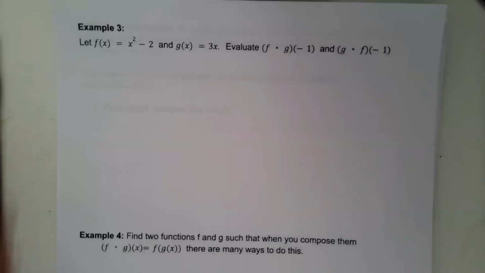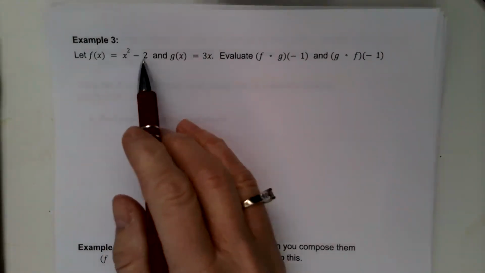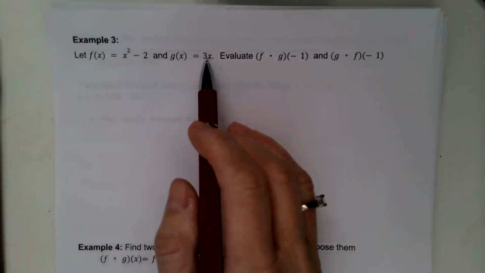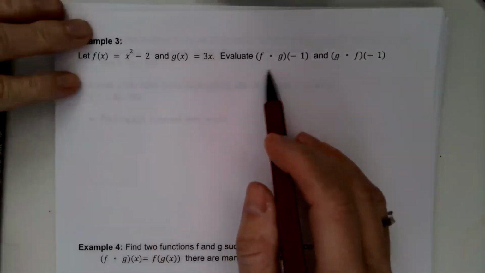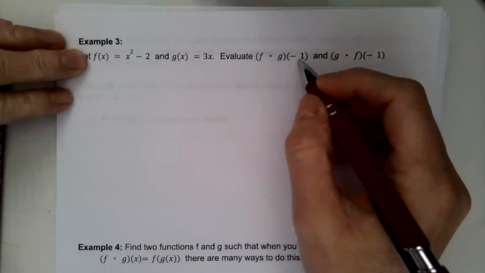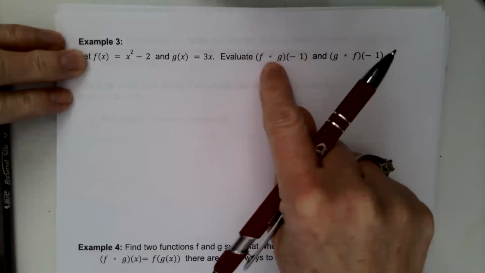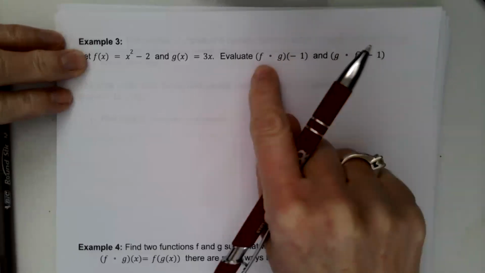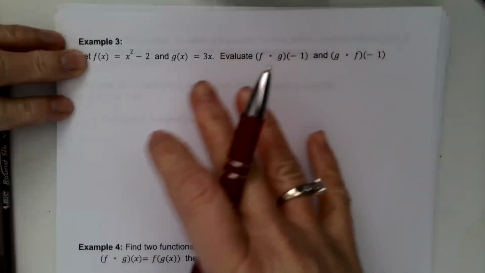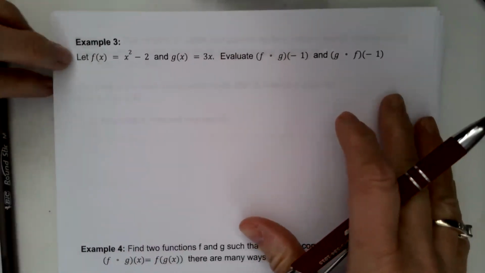Let's look at a couple of examples. Example 3 says we have f of x is x squared minus 2, and g of x is 3x. Evaluate f composed with g at -1, and then g composed with f at -1. When we compose them in different directions, they may end up with two different results, so don't assume they're going to be the same thing.